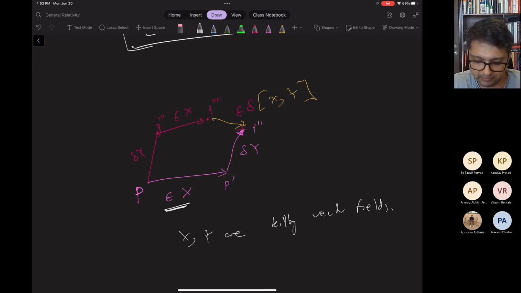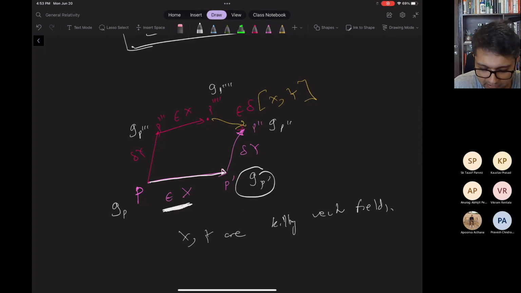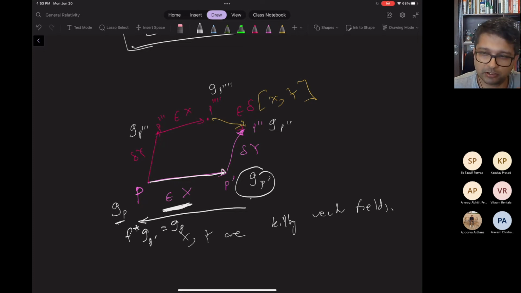Okay, in this case, what does it mean? It means first let me take the original metric at all these points. Okay, so this is a metric defined at all these points. Now, since X generates an isometry, what that means is if we go along the flow and then we pull back this metric here, then the pullback of this metric along this flow should give me back the original metric, because X is an isometry, or X generates an isometry.